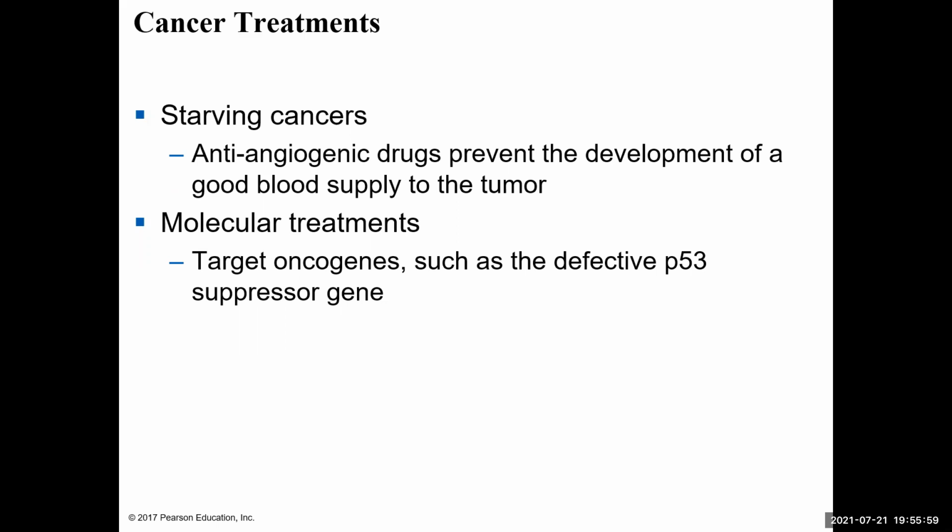And then the final one is molecular treatments. So basically you can target oncogenes, such as a mutated p53 suppressing gene, and try to target those genes and get rid of them so that they aren't allowing those cells to divide and replicate at an increased pace.